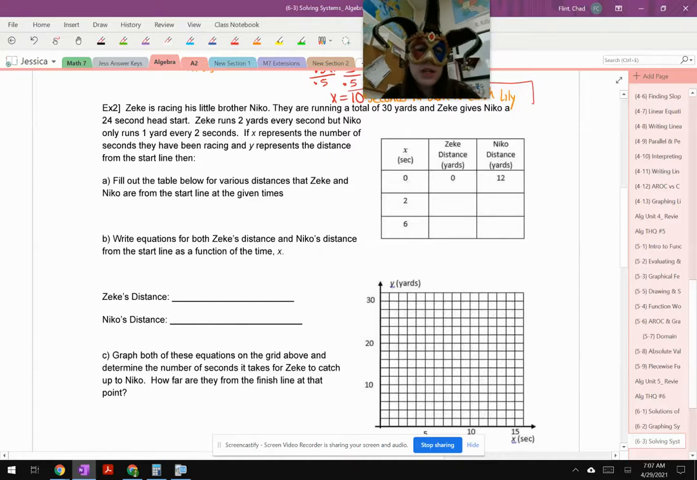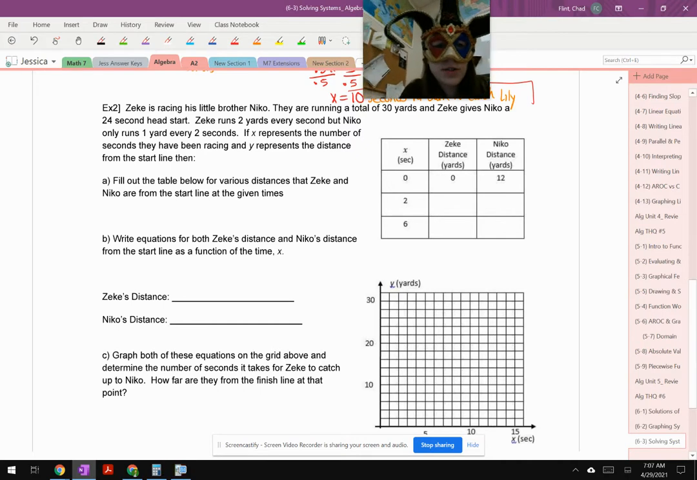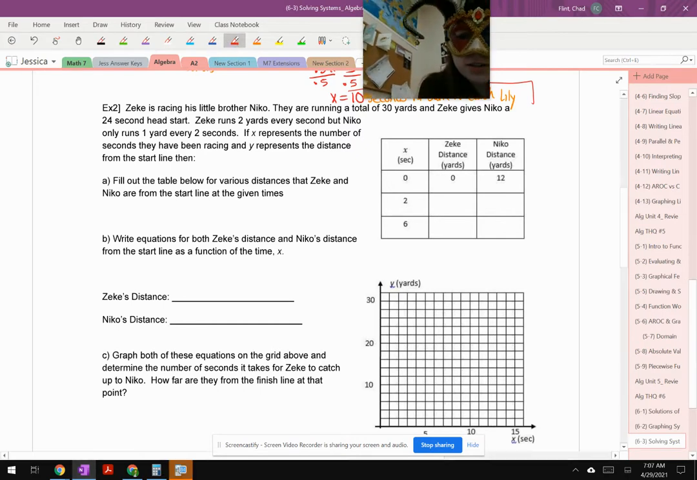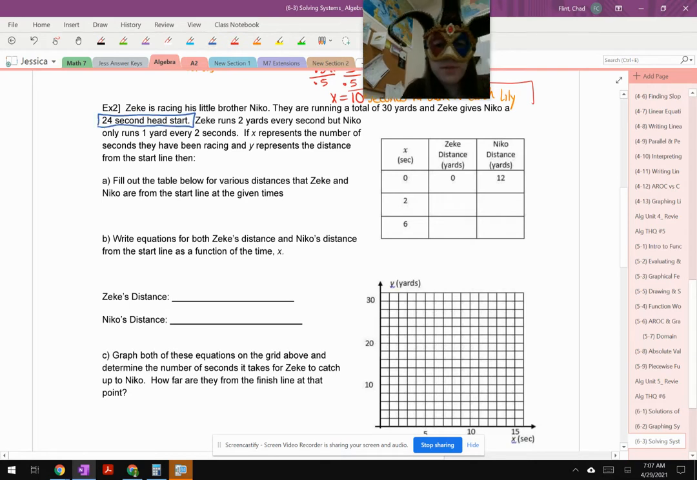All right, example 2. Zeke is racing his little brother Nico. They're running a total of 30 yards, and Zeke gives Nico a 24-second head start. Woof, 24-second head start. That's important.